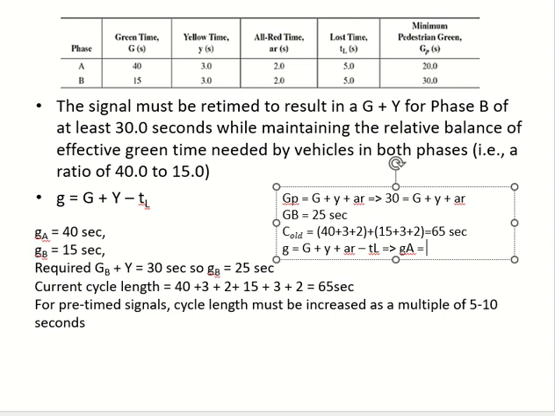So how much is the effective green for A? 40 plus 3 plus 2 minus 5? 40. And for B it will be 15 seconds. This is how we got it. Clear? So I know the old effective green times, I know the old cycle length. Now first of all I will calculate the new cycle length.